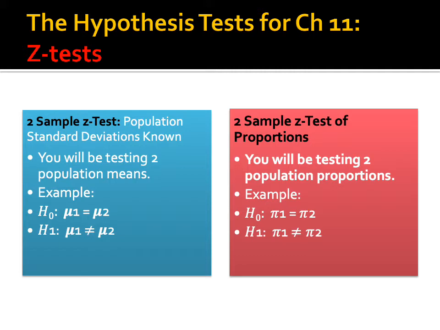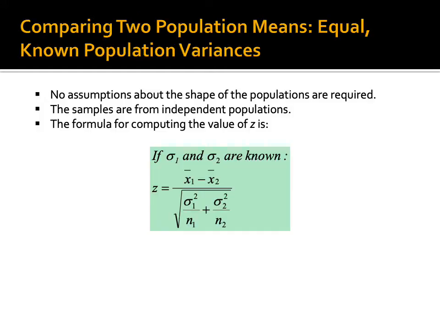In the case of the proportions, we will be looking at a hypothesis that says the population proportion of group 1 is equal to the population proportion of group 2, and of course the alternate would be the opposite. So let's get started by looking at just the z-test of means.